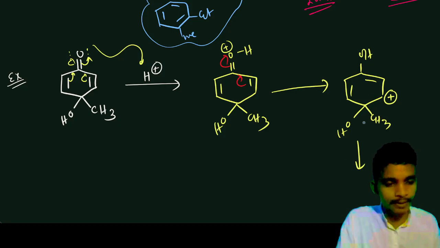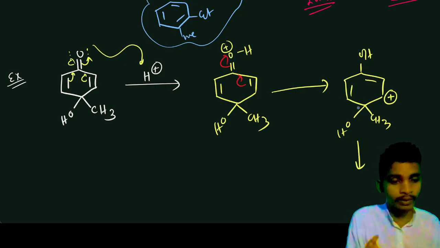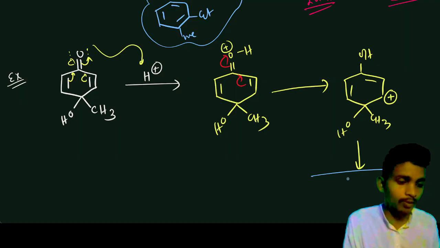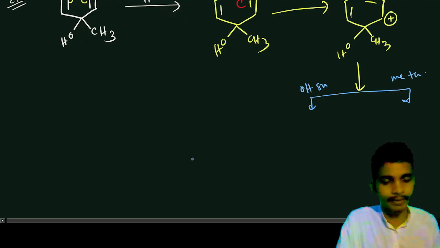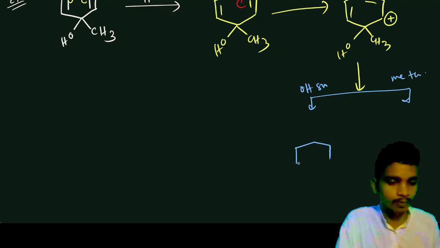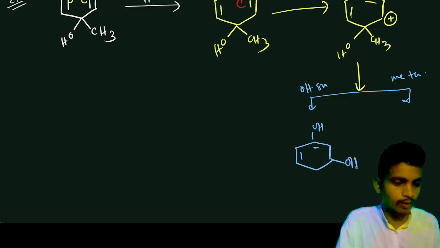Now what will happen, methyl or OH shift? We don't know about OH. So if you are confused, form both products. If I do the OH shift, then what will happen? If I do the methyl shift, then what will happen? If I do the OH shift, here OH will go, and here CH3, and here we have the positive charge. And if I do the methyl shift, here OH, and here CH3, and here OH, with the positive charge there.